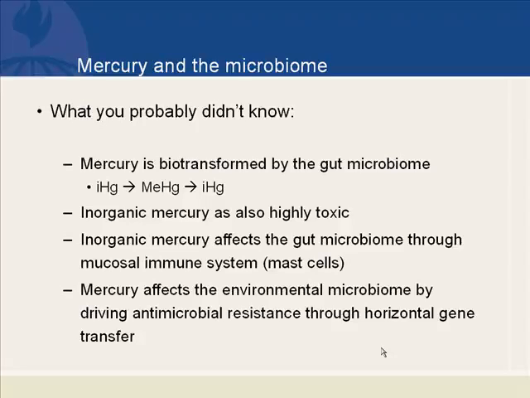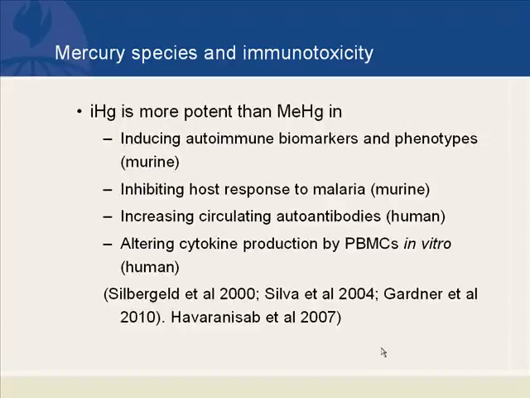It's also important, I need to remind some of my friends, even at EPA, that inorganic mercury is also very toxic. So taking methyl mercury and turning it into inorganic mercury is not a pathway of detoxification in the environment or within ourselves. Moreover, inorganic mercury is quite interesting because it affects the gut microbiome through the mucosal immune system. We and others have been looking at the specific effects of inorganic mercury compounds on mast cells. And mercury affects the environmental microbiome in another way by driving antimicrobial resistance through horizontal gene transfer. So it has aspects that could possibly be elucidated and enlightened by thinking about the microbiome.